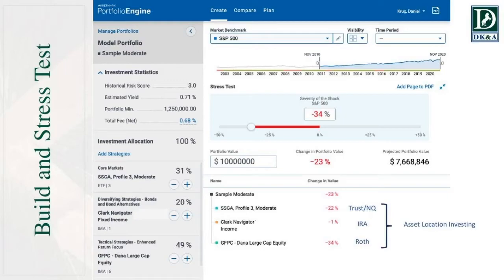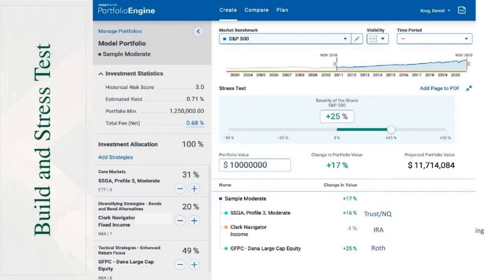So now we've stress tested the first portfolio on the negative side and the positive side. We've now stress tested the new portfolio on the negative side. Let's see how it works on the positive side. Again, let's say the S&P 500 goes up 25%. Well, your trust account, again, still a moderate portfolio, went up 16%. Okay, I like that. The Clark Navigator income portfolio, which is your IRA account, only went up 4%. Remember, this is your taxable account.